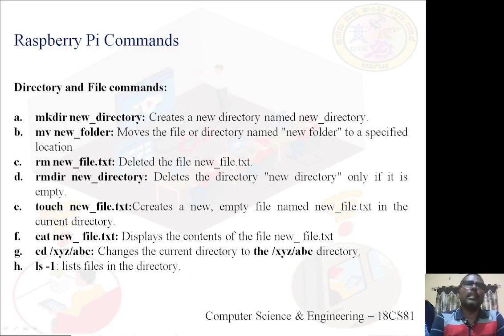ls -l. ls means listing. ls is a listing command that lists all the files in the directory. Here in ls -l, -l is an option, which means it lists all the files along with their attributes.